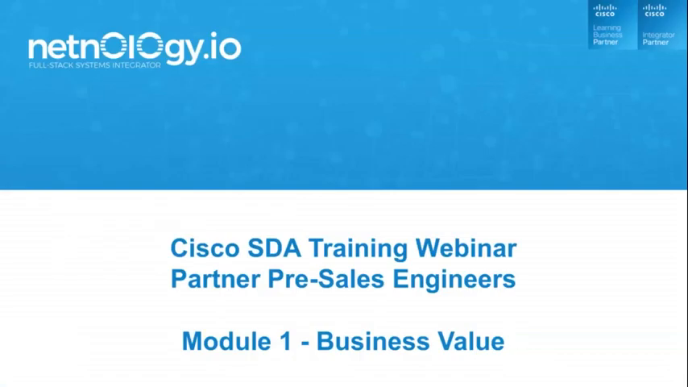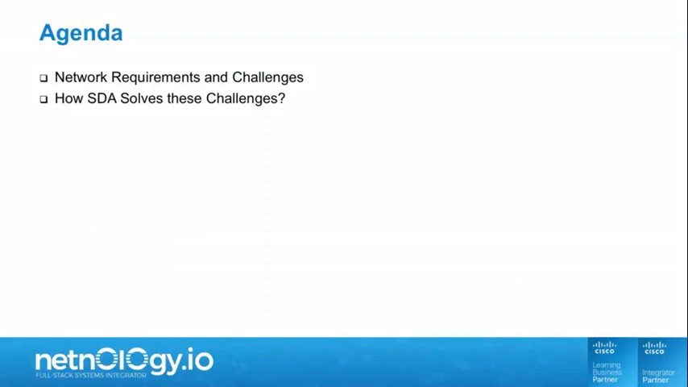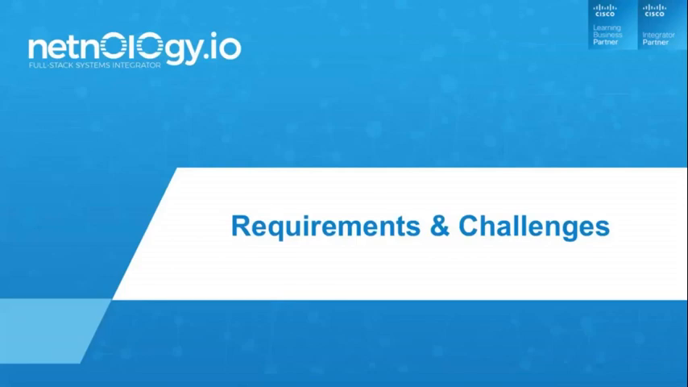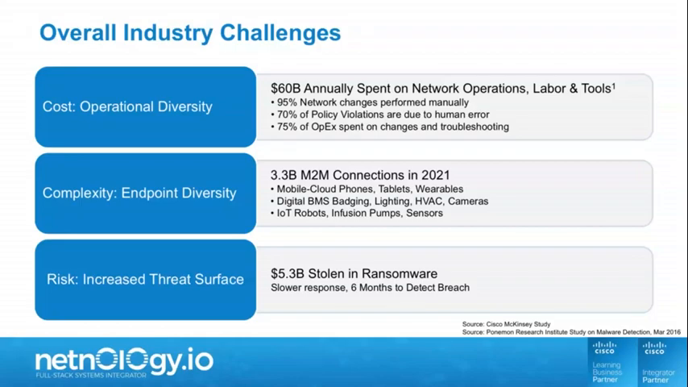So let's talk about the first module, which is around the business value. In this module, what we're going to talk about is what the network requirements and challenges are, and how SDA solves these challenges from a business perspective. So in this first module, let's first talk about the overall industry challenges.